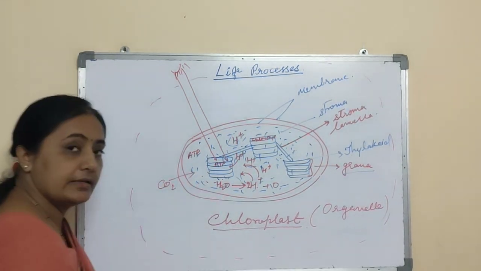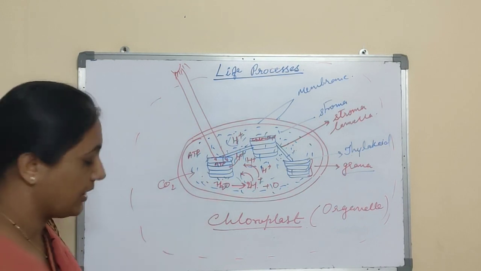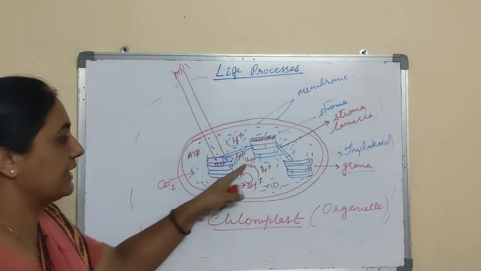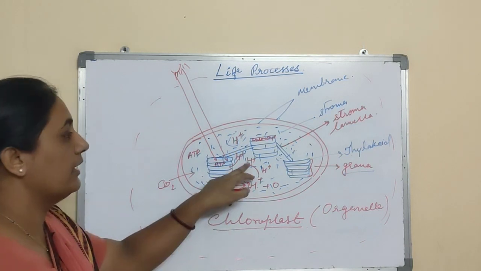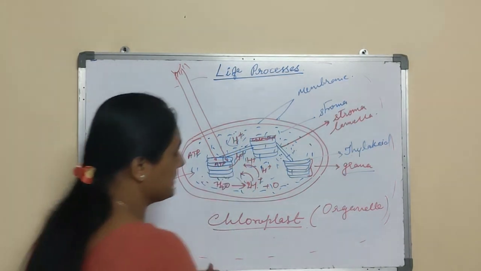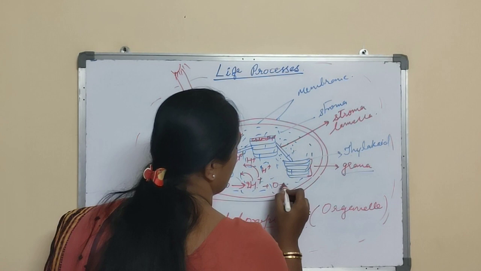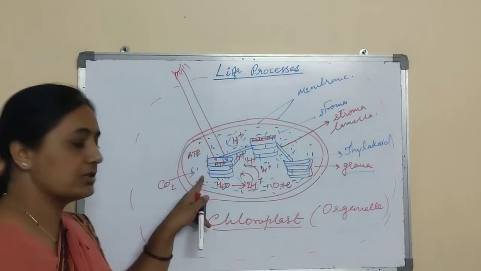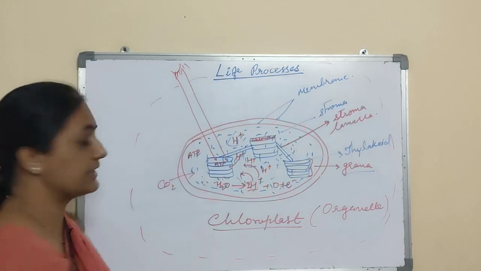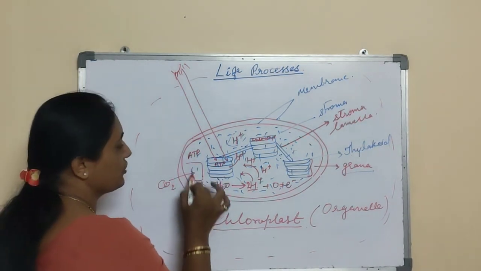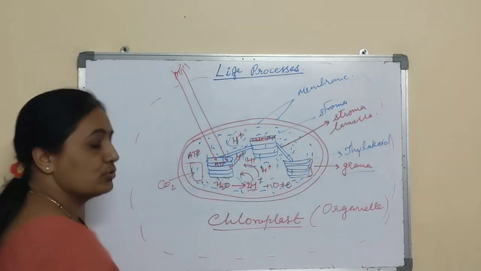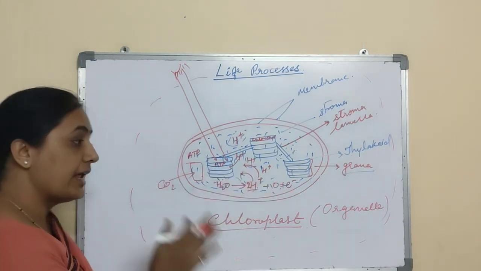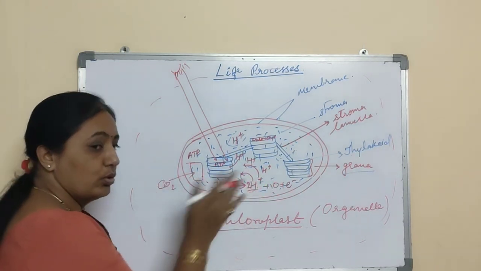CO2 enters this structure, and as a result the process of reduction of carbon dioxide takes place in the presence of electrons. Here electrons are also released during the process, and protons are also present. Carbon dioxide is present, ATP is present, and this process takes place in the stroma and gives rise to carbohydrate. In this way, the process of photosynthesis takes place in the chloroplast.